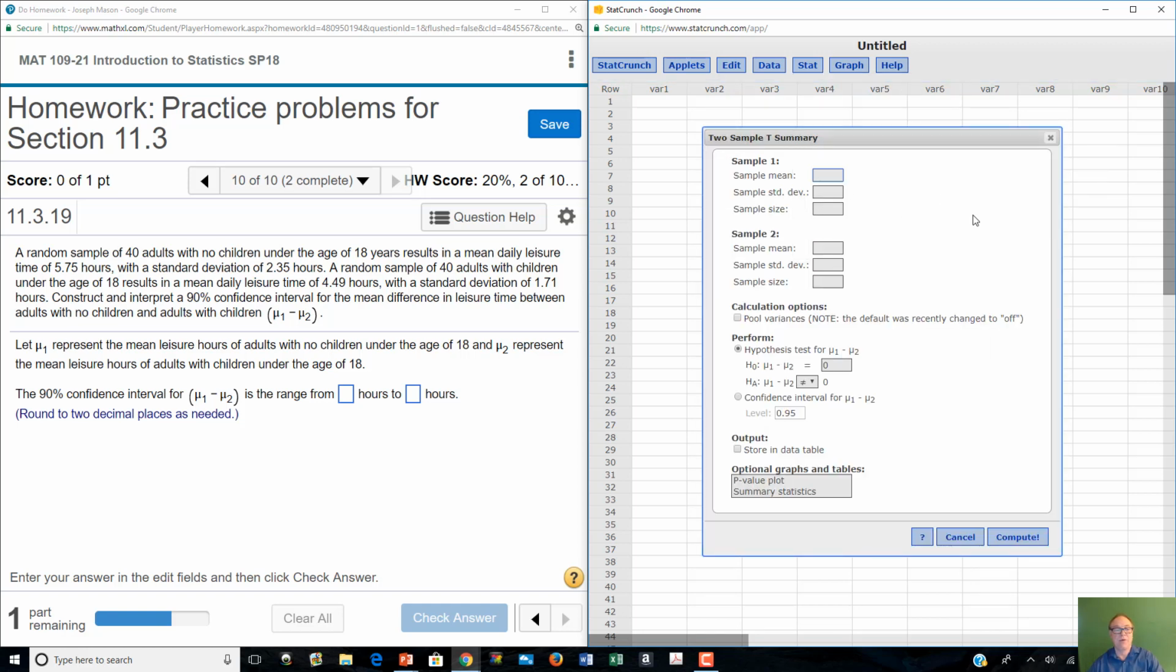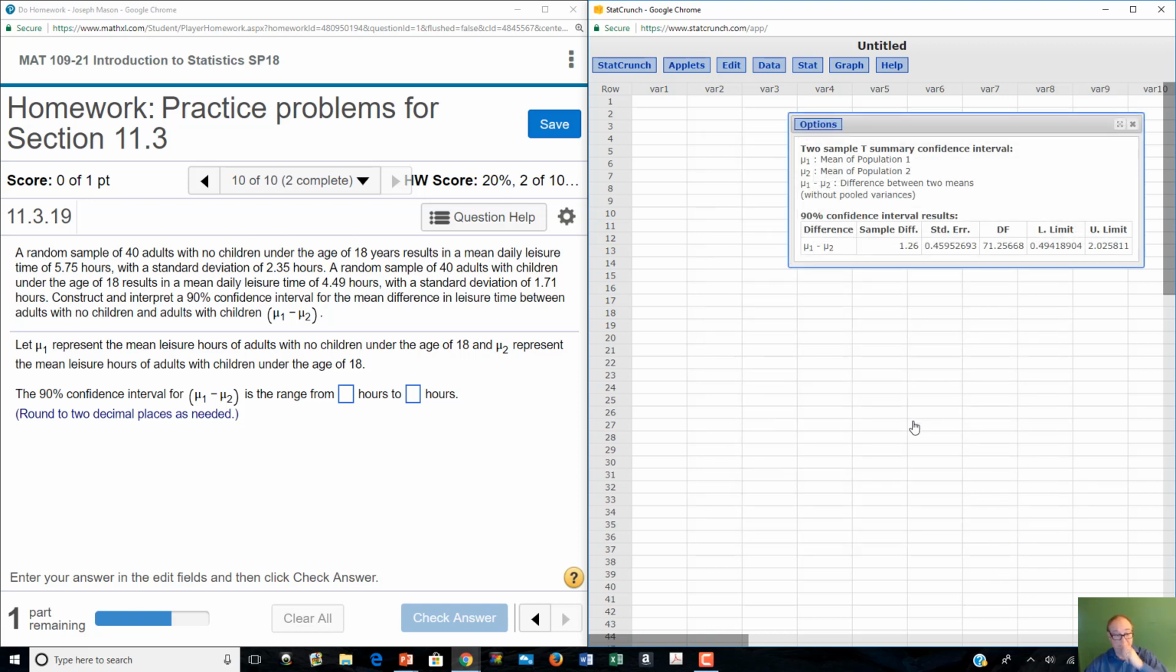So, sample 1, the mean was 5.75. The standard deviation was 2.35. The sample size was 40. For sample 2, the mean was 4.49. The standard deviation was 1.71. Sample size was 40 again. And I want to click confidence interval, and I wanted a 90%, so I change this 95 to 90. Click compute.